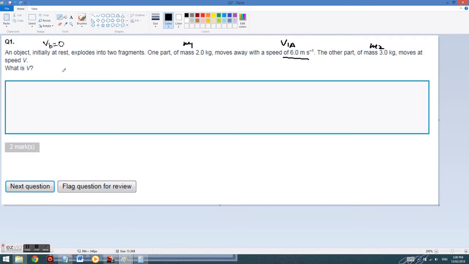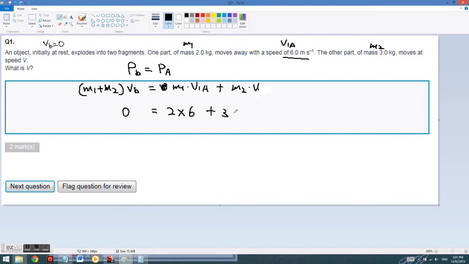The other part, M2, moves at speed of V. What is V? So again, momentum before will be momentum afterwards, total momentum. Initially at rest, so M1 plus M2 is initially at rest, which is VB. Afterwards, M1 times V1A plus M2 times V. It's labeled here. Write down the numbers. Here will be 0 because initially VB will be 0, so 0 times anything will be 0. Afterwards, 2 times 6 plus 3V.